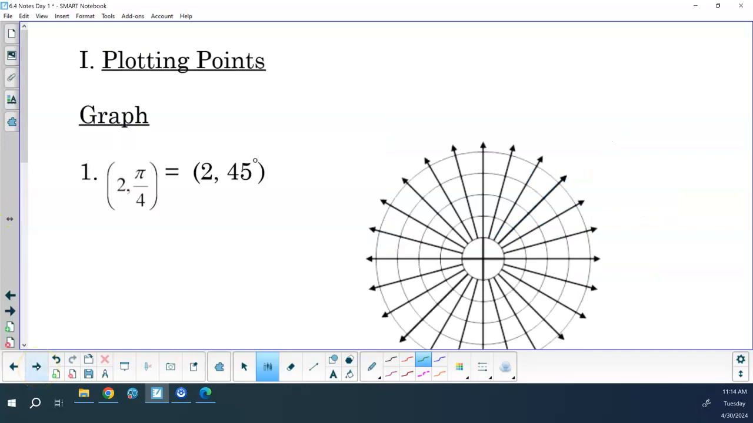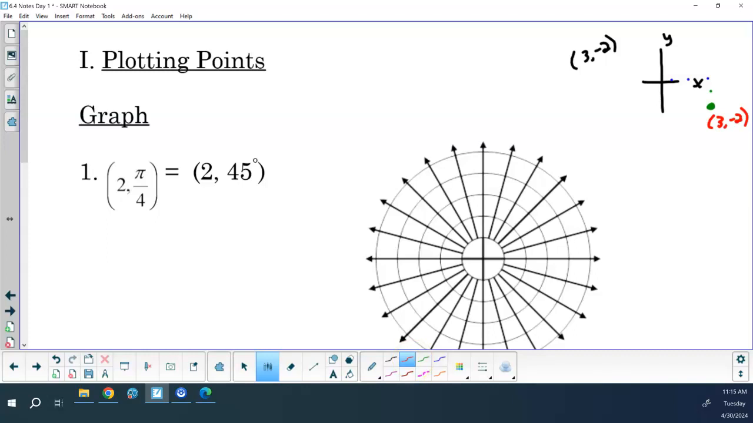So, how we plot points in polar coordinates. Like, for instance, if we go back to Cartesian, if I go back to X and Y, if I wanted to plot the point 3, comma, negative 2, I would go right 3, and then down 2. And right there would be the point 3, comma, negative 2.